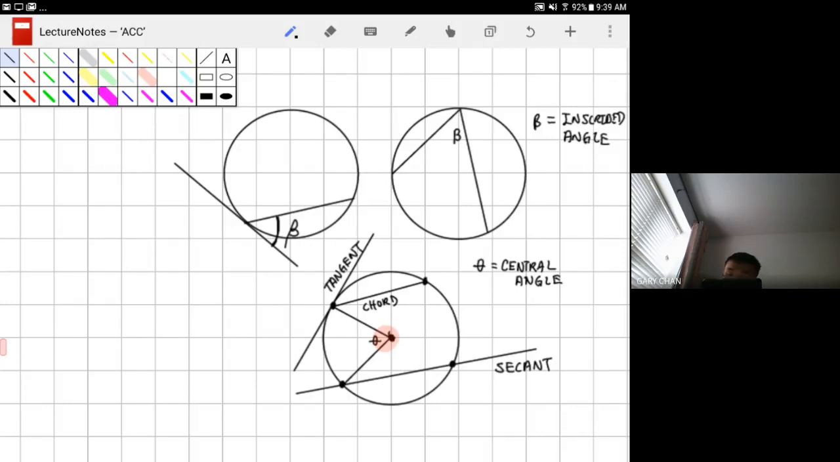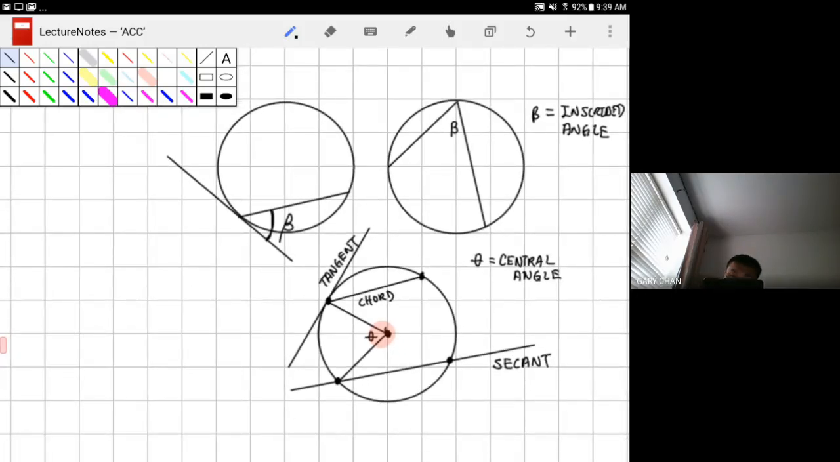So think about it like that. An inscribed angle is on a circle. A central angle is inside of the circle. So these are all the terminologies, reiterated from that circle glossary video in Khan Academy.